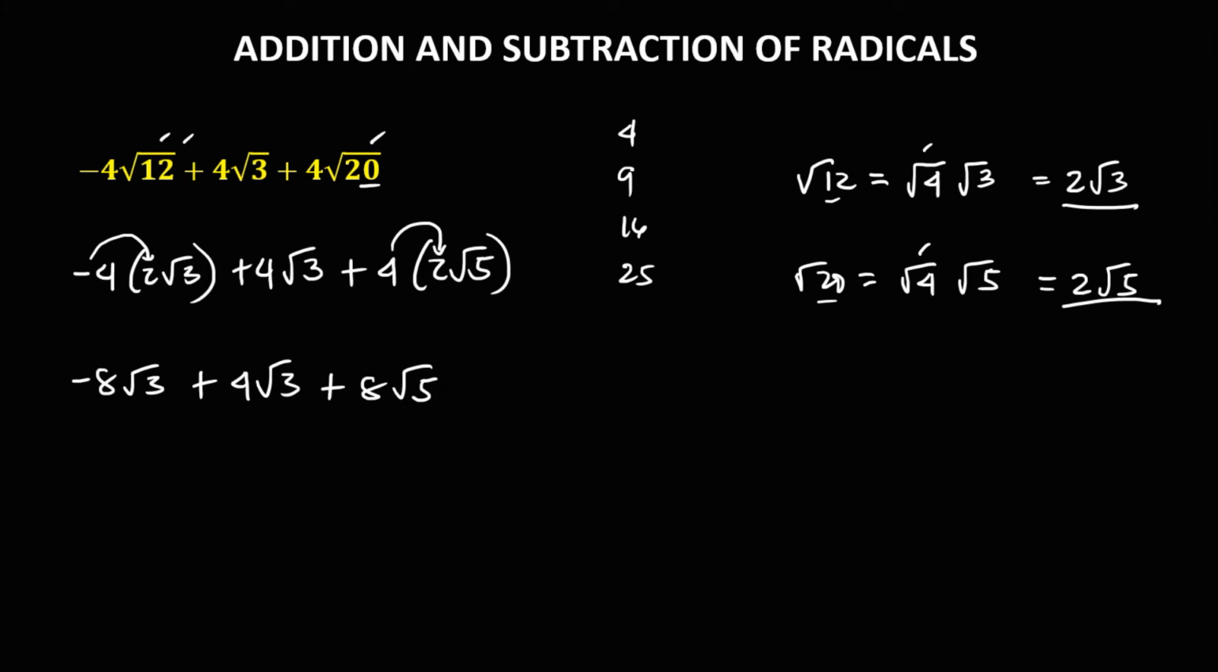Then combine terms with the same radicand. So we have square root of 3 and square root of 3, so we can combine these numbers. Negative 8 plus 4, this one is negative 4, then copy square root of 3, then plus, bring down, 8 square root of 5.